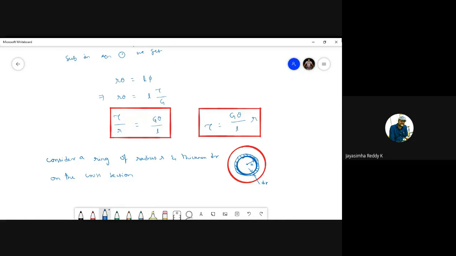Let us write what is force acting on this. One second, students. My mouse has gone down.